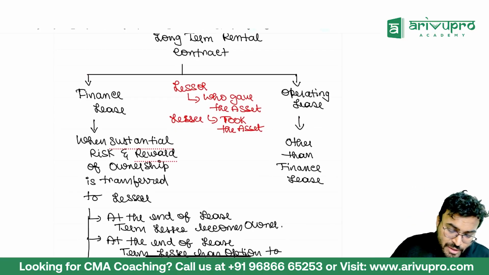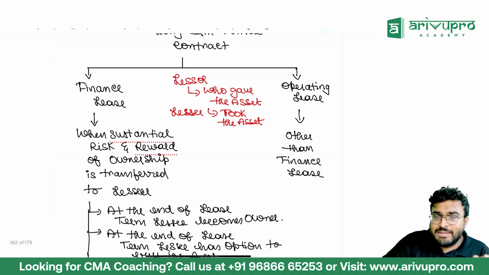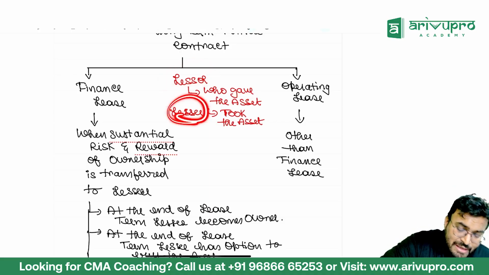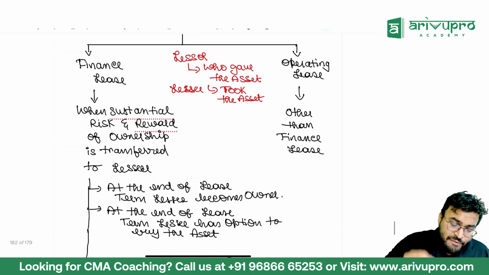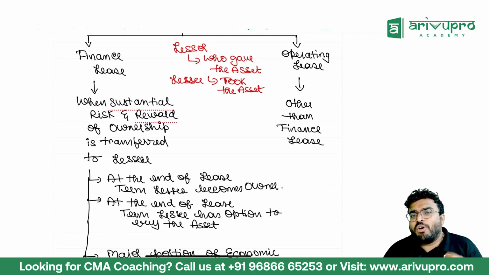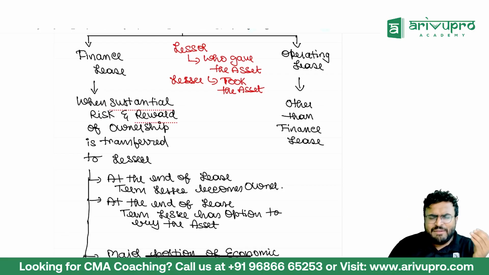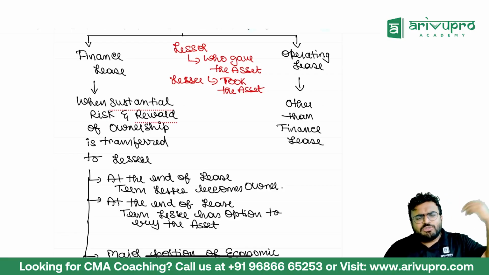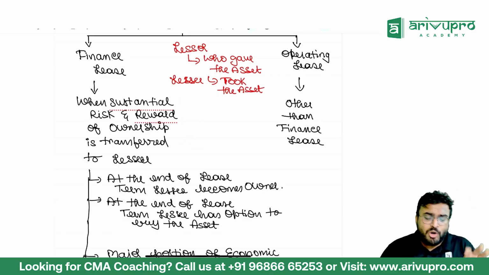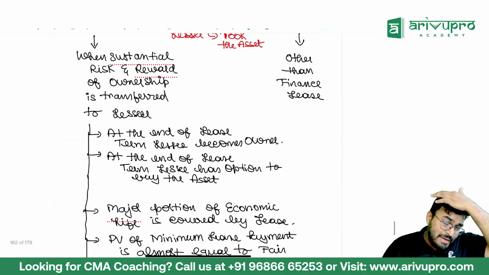Now, finance lease, what happens? Now, understand this. Lessor is the person who gave the asset. Lessee is the person who took the asset. In finance lease, substantial risk and reward of ownership, by being the owner, you will have some risk of the asset and you will also have some reward from that asset. Risk and reward of ownership are transferred to the lessee.